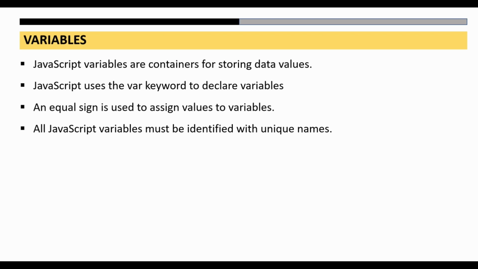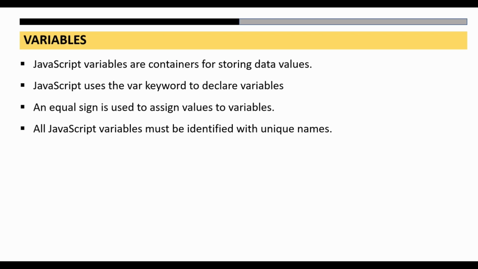To declare a variable we use the var keyword, that means var, where we are going to insert the values inside that variable name that we are going to create using the keyword var. So basically we write var, then the variable name, equal sign, and then the value that we want to assign to that variable. The equal sign is used to assign values to the variables.